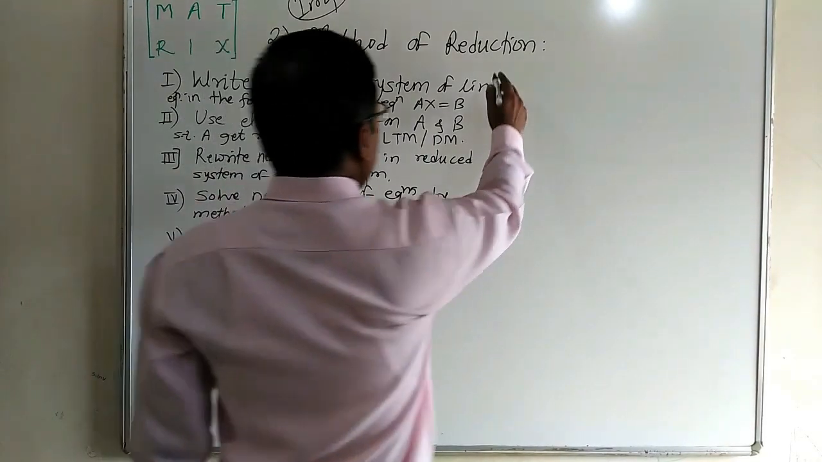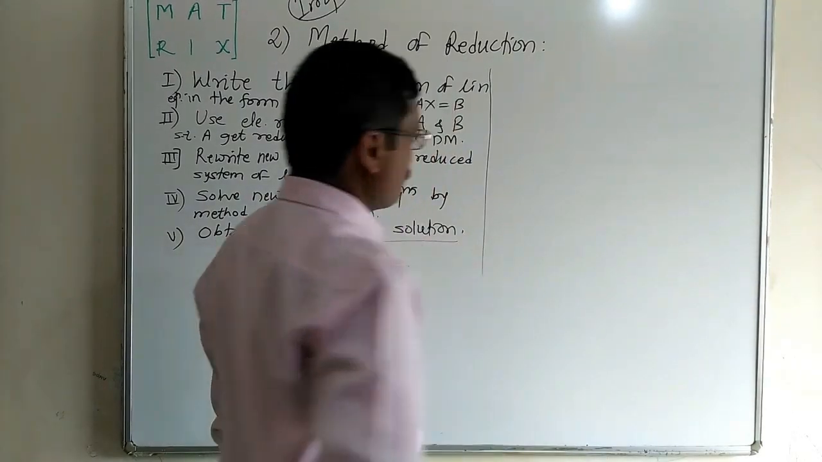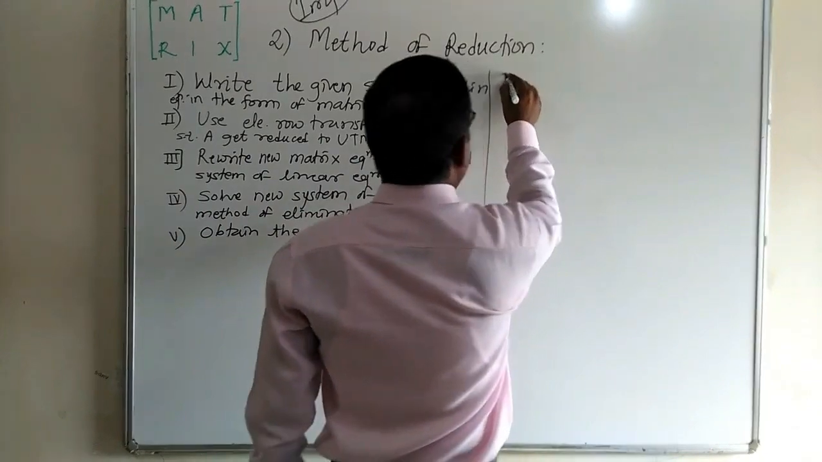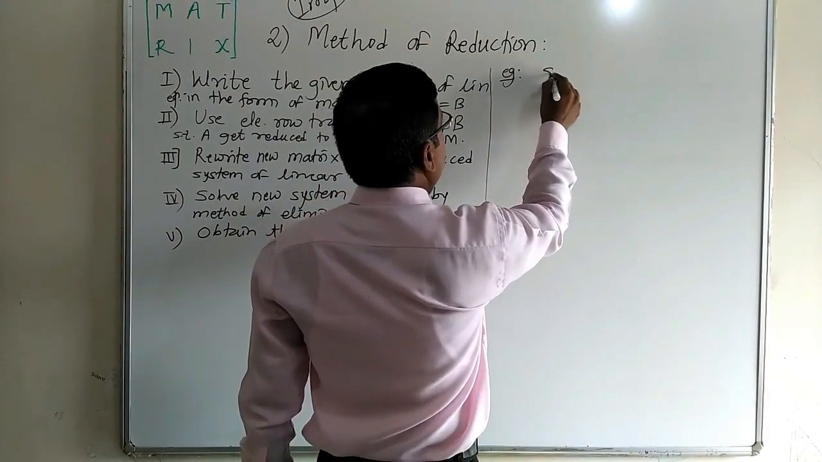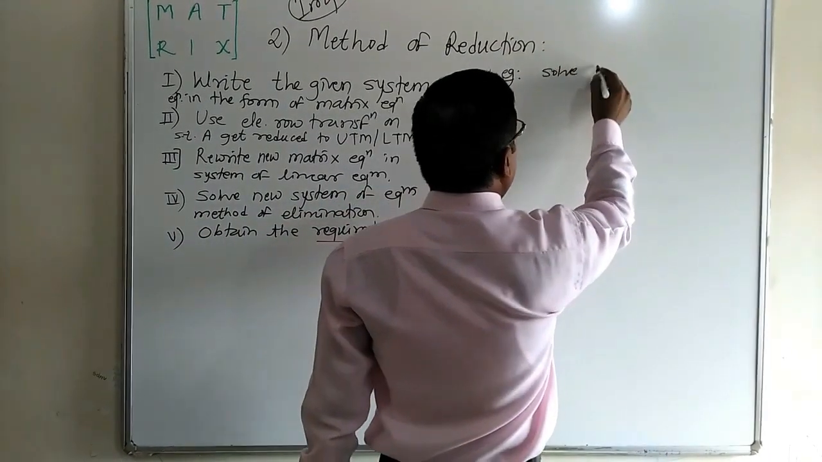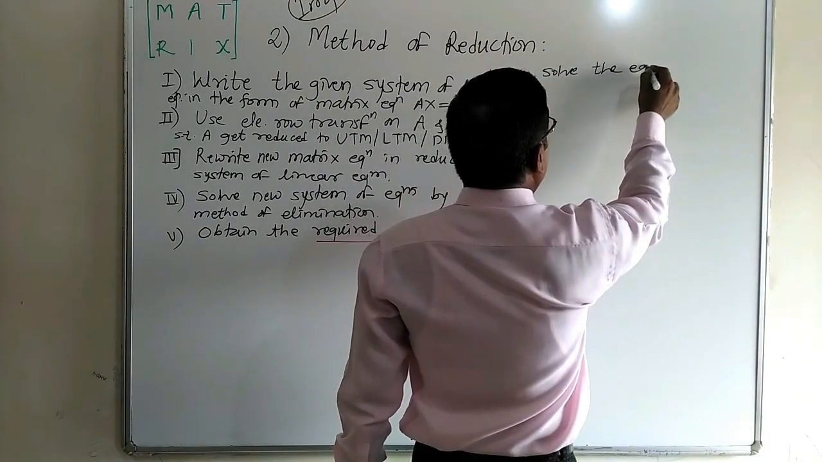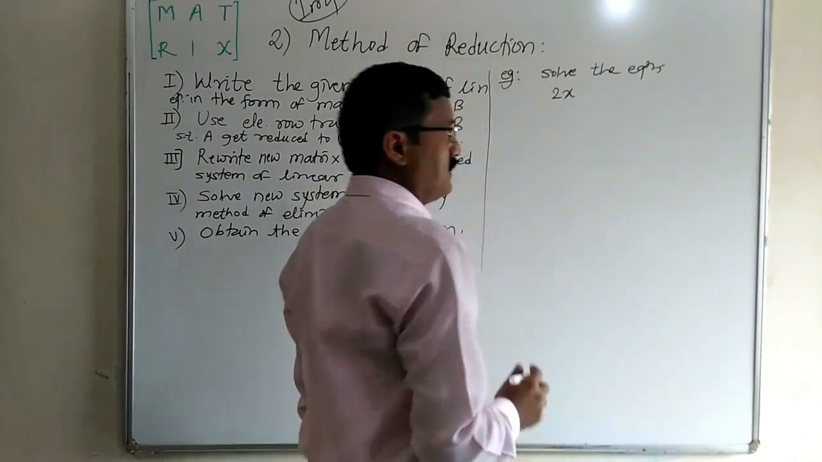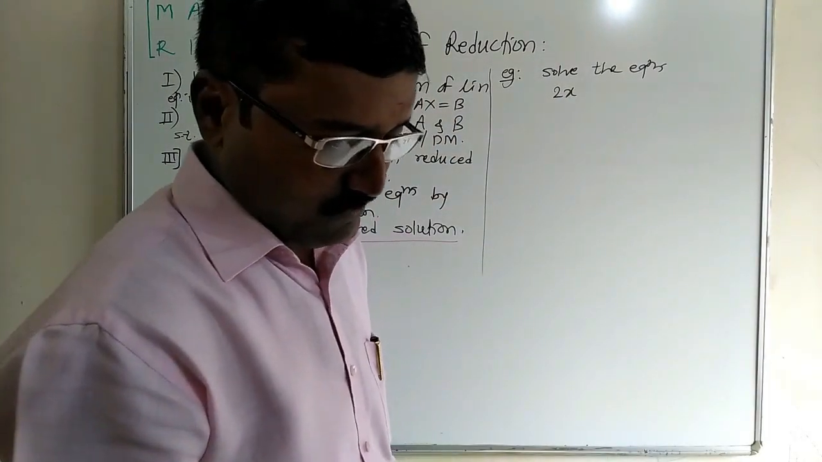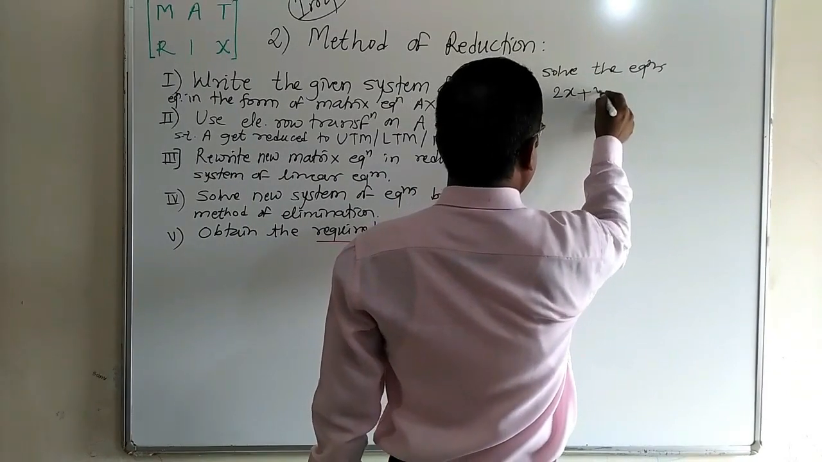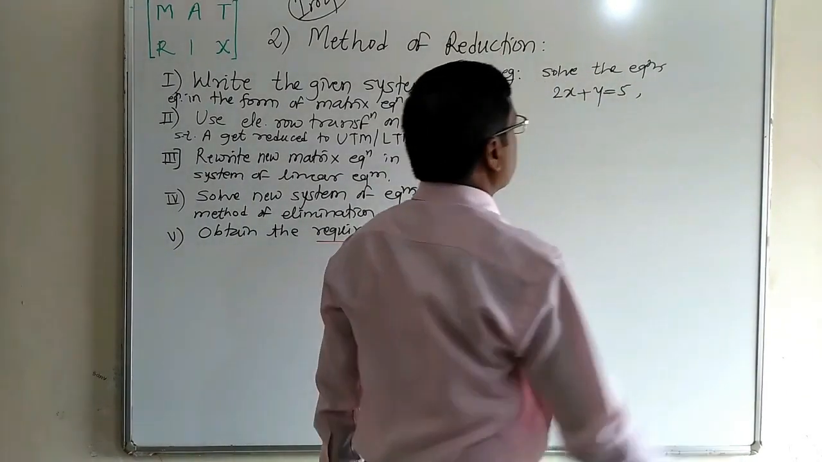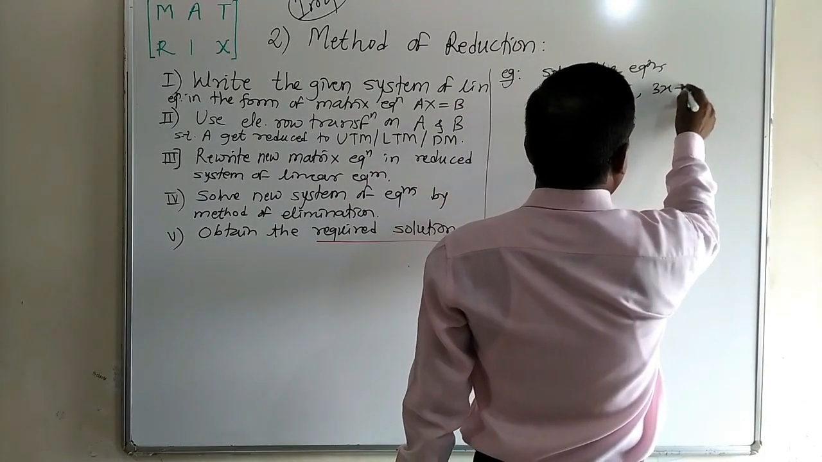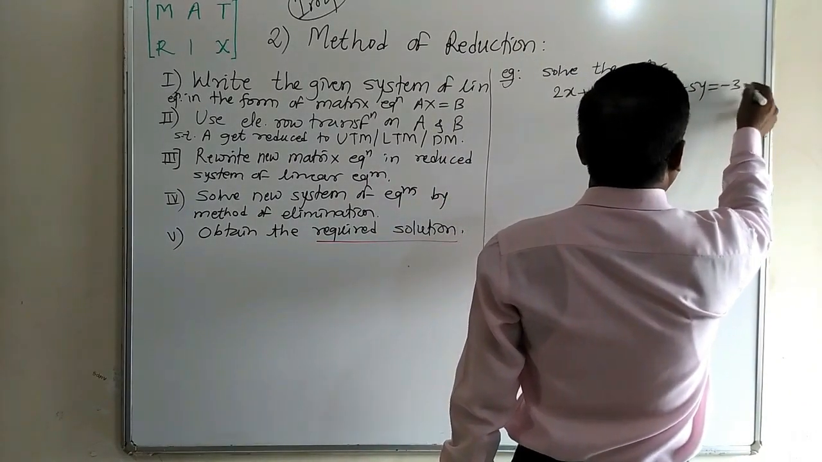Let us solve one example using this method. Solve the equations: 2x, let us take one example from this, that is x plus y equal to 5. The second equation is 3x plus 5y equal to minus.